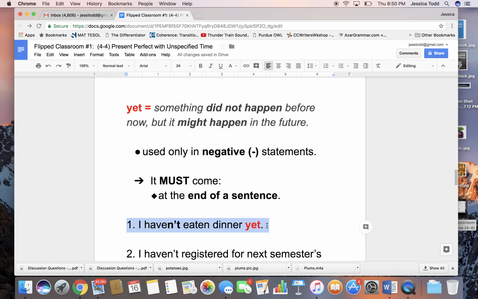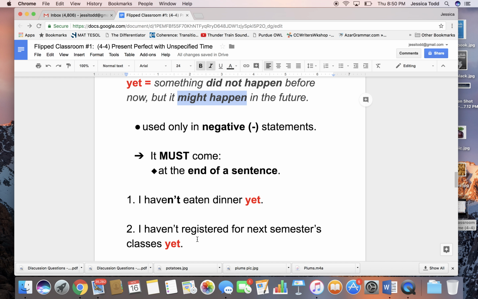In this sentence, did I eat dinner before now? No, I didn't. But do I think I will eat dinner in the future? Yes, I do. I plan to eat dinner in the future. Remember, yet is something that did not happen before, but it might happen or will probably happen in the future, right?